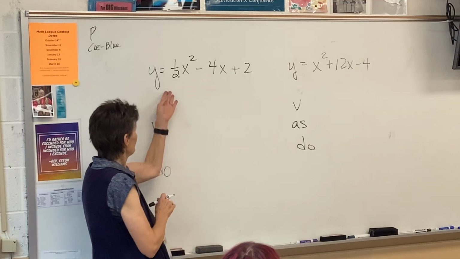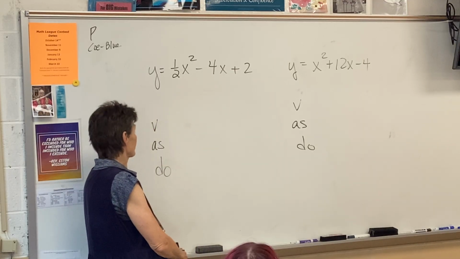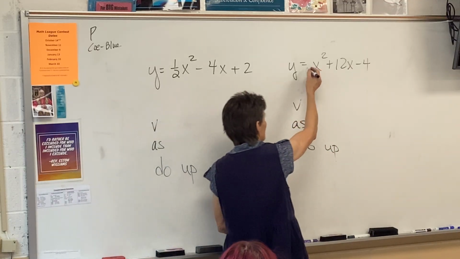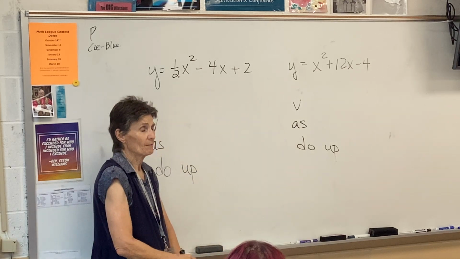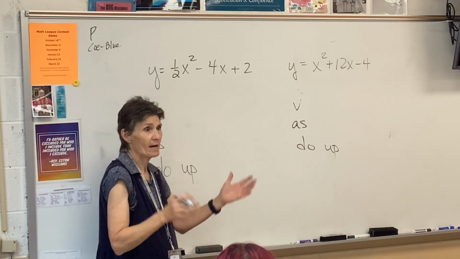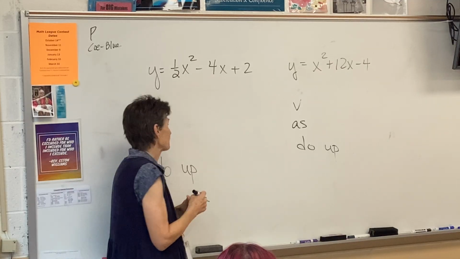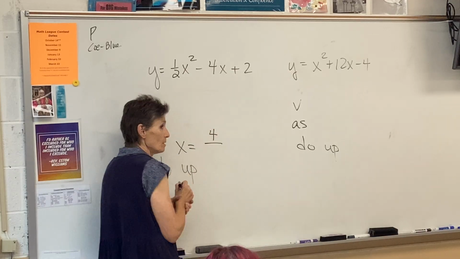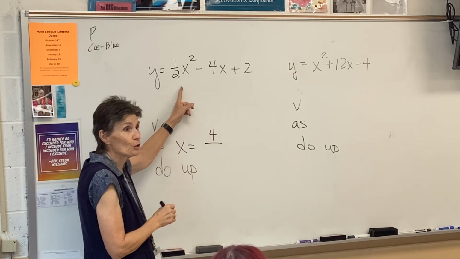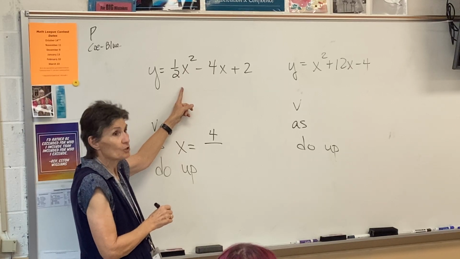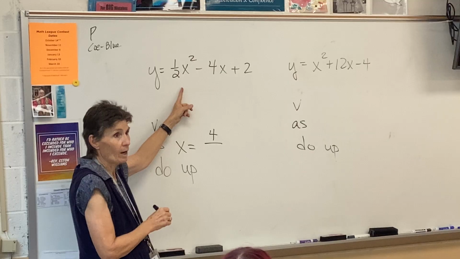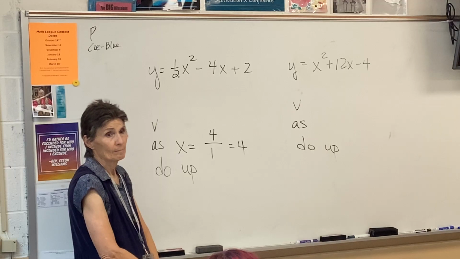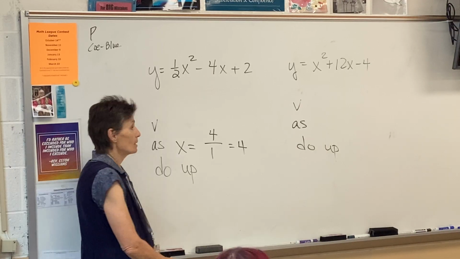All right, here we go. Which way do I open? Both of these open up, don't they? If we put a negative in front, it would open down. It's either up or down, either positive or negative. All right, our axis of symmetry: positive 4 over 2 times 1. 2 times 1 is just 2, so it's 2. Your axis of symmetry is 4. You got it right, x equals 4.